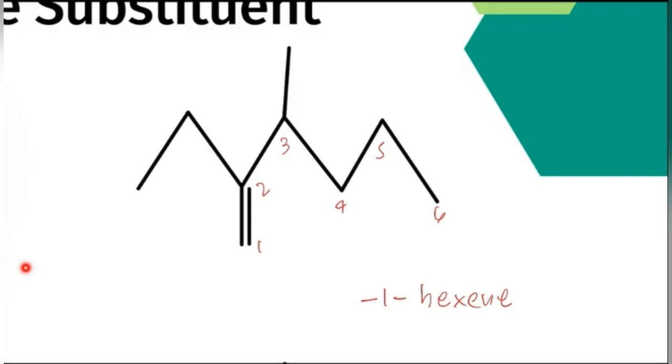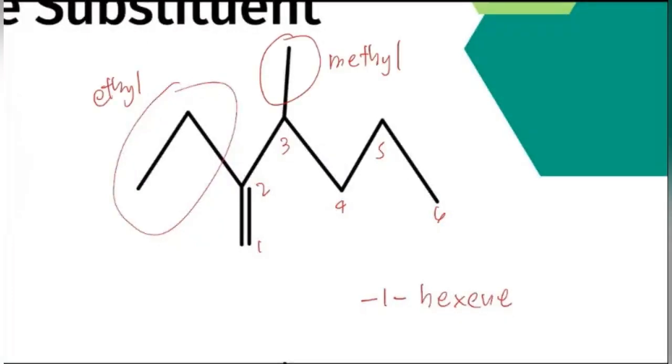Then what are the alkyl groups present in the structure? We have an alkyl group. We also have here an alkyl group. So what are the names of these? The first one is ethyl and the other one is methyl. Okay, in this case, we have two different alkyl groups. So which one should you write first?